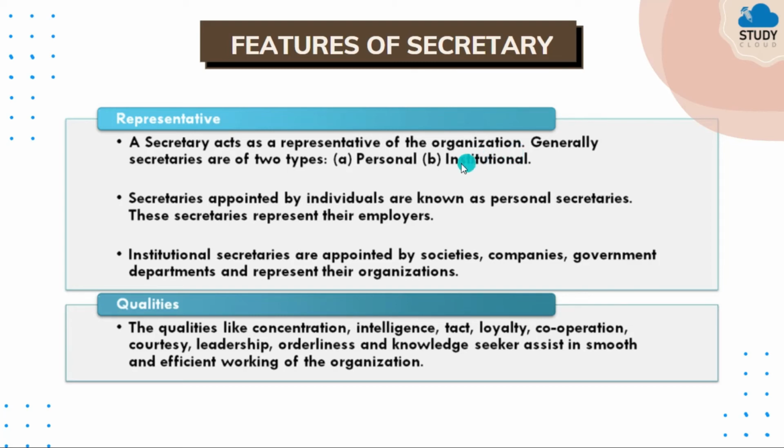Now there are two types of secretaries here. One is personal, second is institutional. Personal means when a secretary is appointed by individuals, they are known as personal secretaries. This secretary represents their employers. So, for example, if there is a person, Mr. A, Mr. A can have a personal secretary with him, like Mr. XYZ. That Mr. XYZ will look after all the work and workload of his employer. Employer is Mr. A.